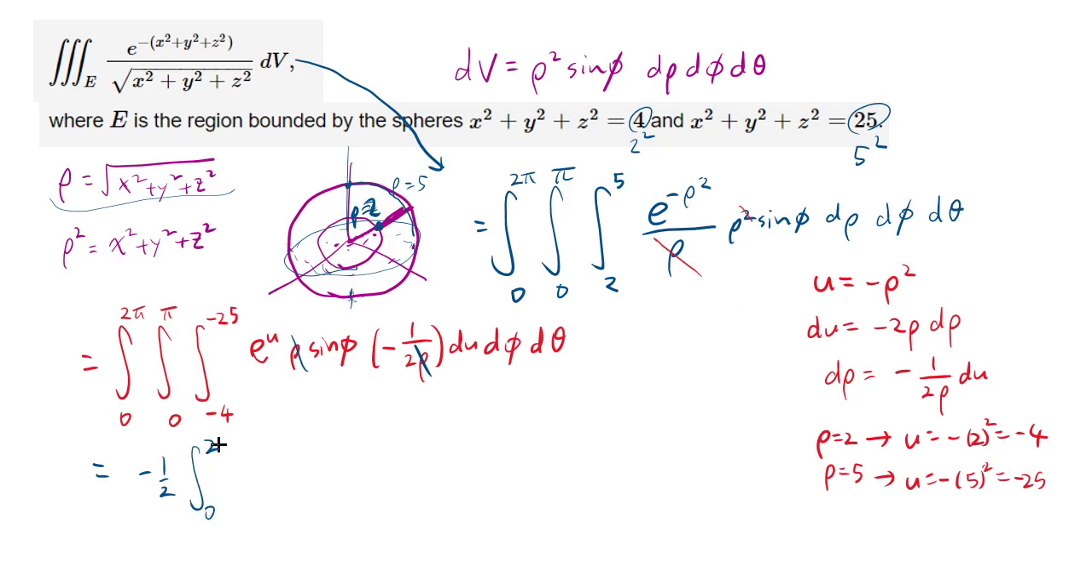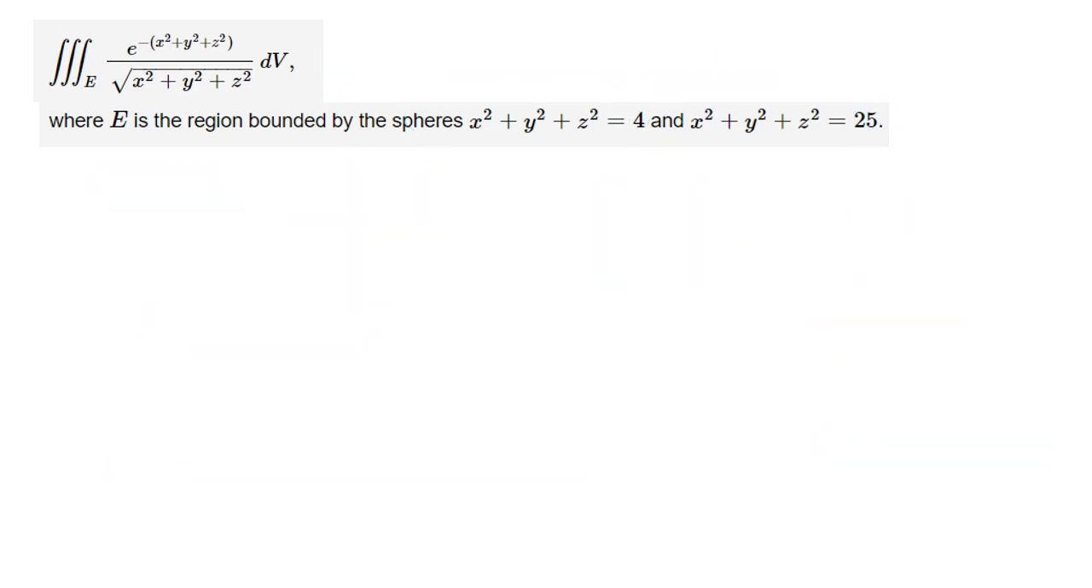You have e to the u, which integrates to e to the u. Sine phi is just a constant multiple. Remember, we're doing partial integration, which means when you're integrating by u, phi is considered as a constant. So it's just this. And then for the u value, you have to plug in negative 25 and also negative 4. d phi d theta.